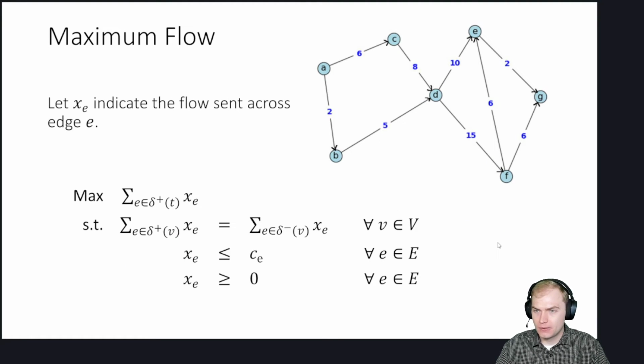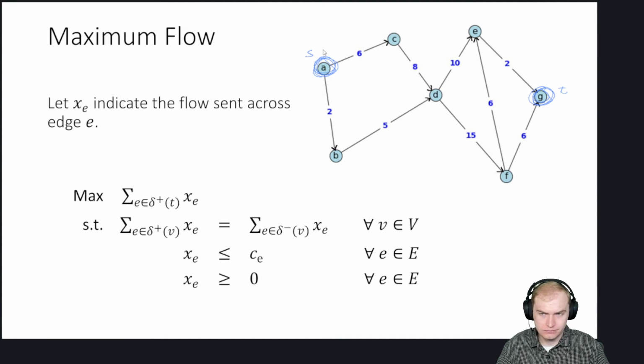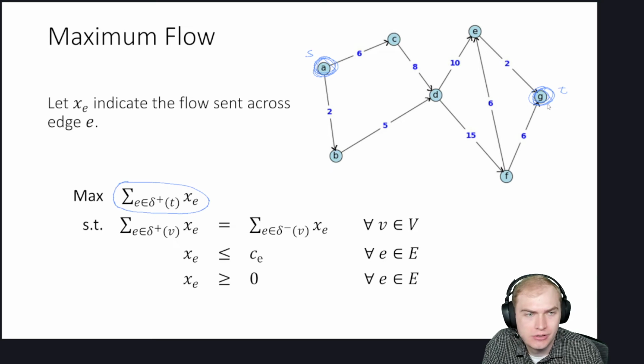So we can model this as an LP. Let x_e indicate the flow that we send across each edge e. G is our terminal, and A is our source. We want to maximize the amount of flow running into G, running into the terminal.